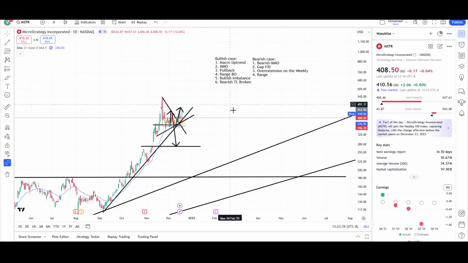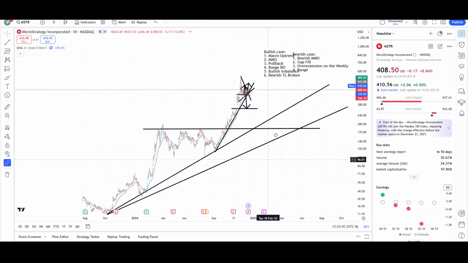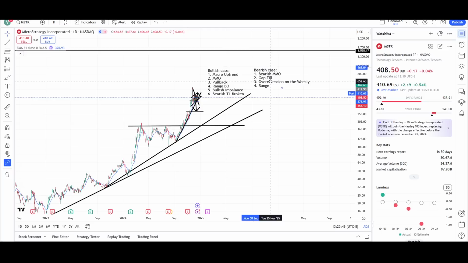So let's go over the bullish case. What is the bullish case? Well, overall, price is in a macro uptrend. So price continuously makes higher highs, higher lows over the long term, which is a good sign. Most likely that will continue in the future.